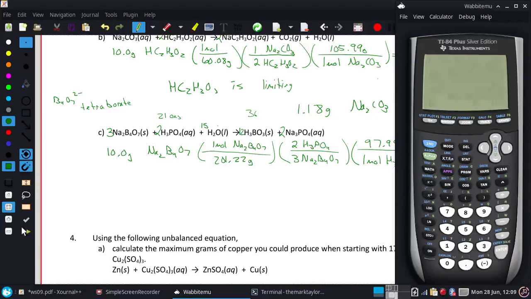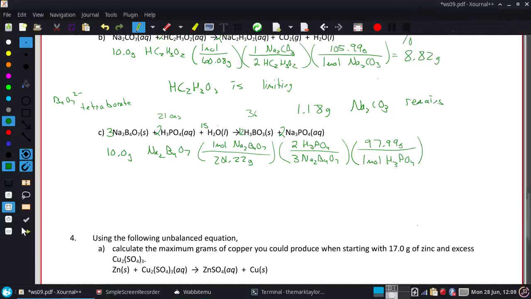All right, so 10 divided by 201.22 times 2 divided by 3 times 97.99. And we get that this needs a mere 3.25 grams. Since it only needs 3 grams of the H3PO4, we know that between these 2, the Na2B4O7 is limiting.